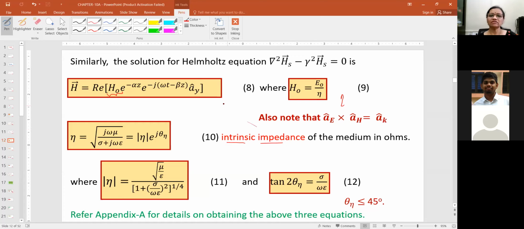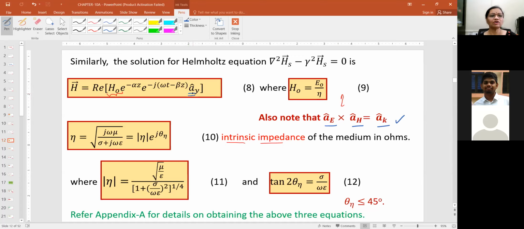Now, another thing that I should immediately point out here is that in the last chapter, I kept on talking about the relation between the direction of the electric field, the magnetic field, and the direction of propagation. If you remember that equation, we will use it here also. And see that it is according to this equation that you have got the magnetic field direction.